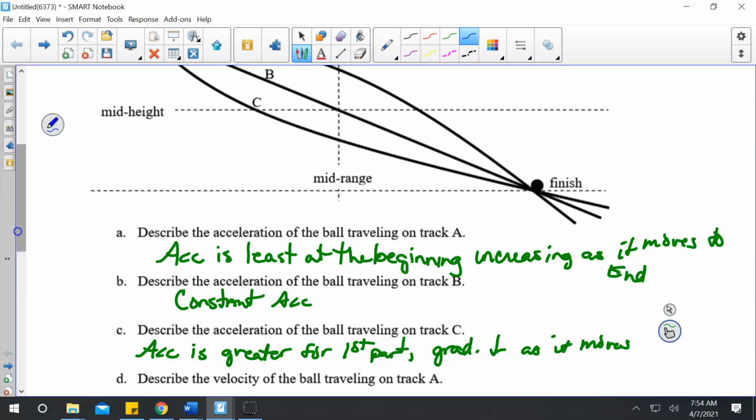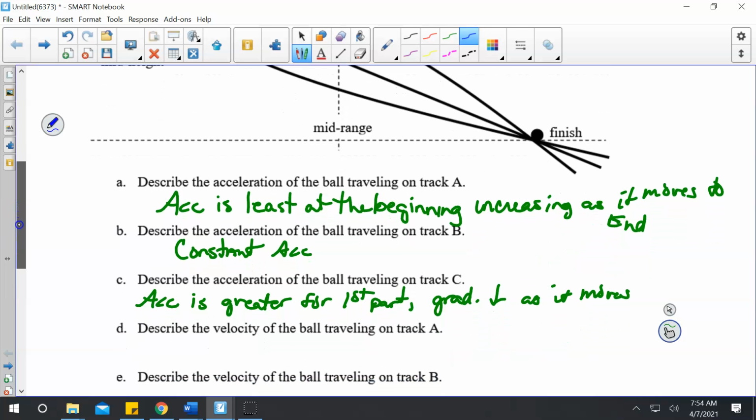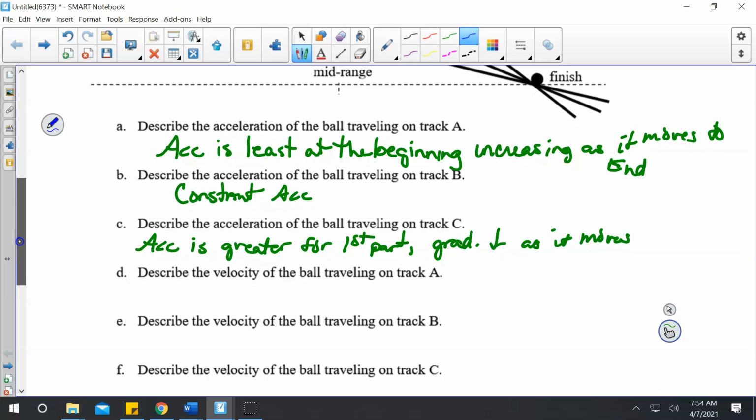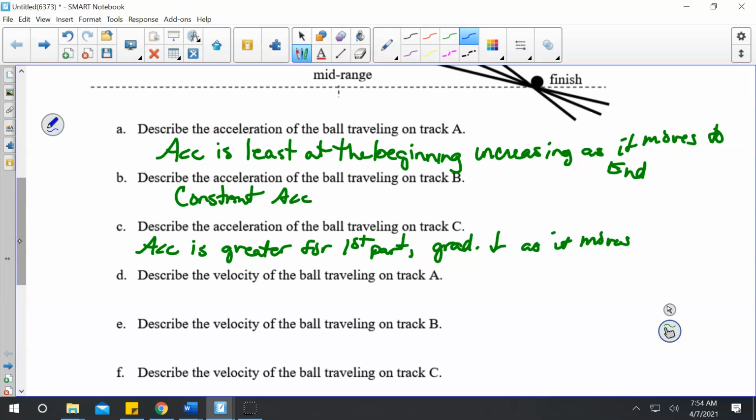Okay. Now, they want you to describe the velocity of the ball traveling on track A. On track A, we would say that the velocity increases at an increasing rate. And the slope gets steeper, so it's going to keep increasing. On track B, since that slope is constantly the same, we'd say the velocity increases at a constant rate.